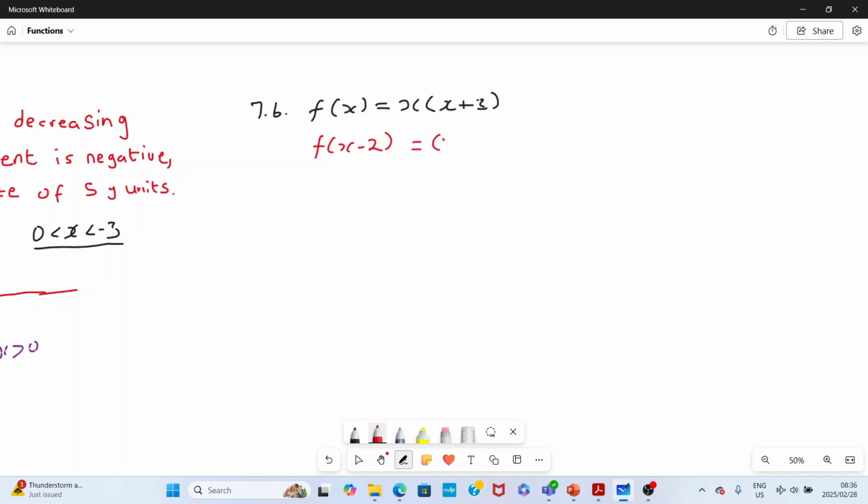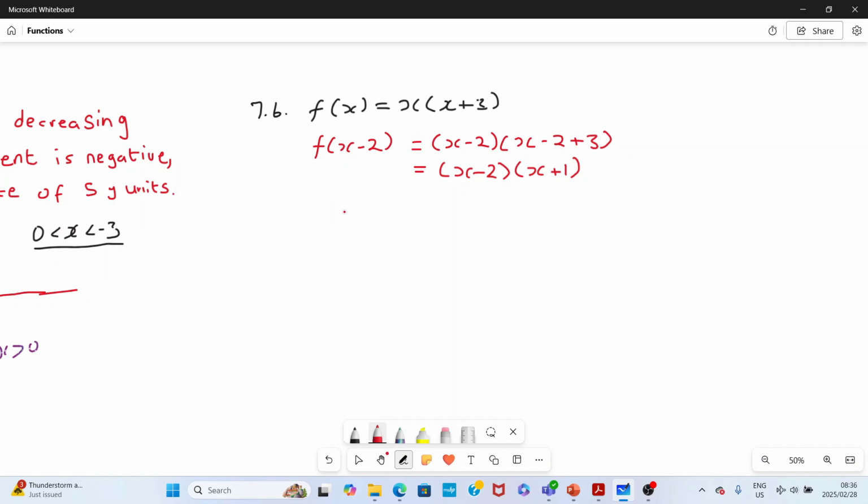If we transform this from the given f of x, we'll have x minus 2, and then x minus 2 plus 3. So this is equal to x minus 2 and x plus 1. Now they want us to find the coordinates of this function.